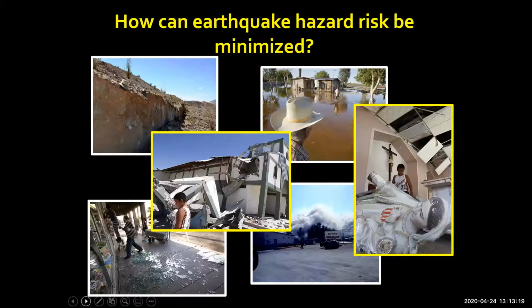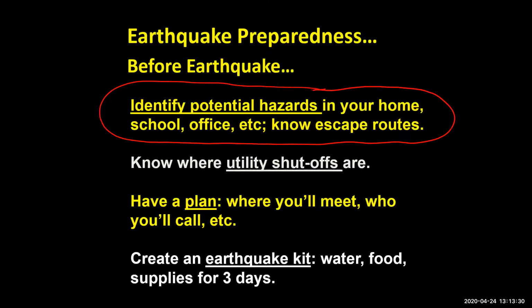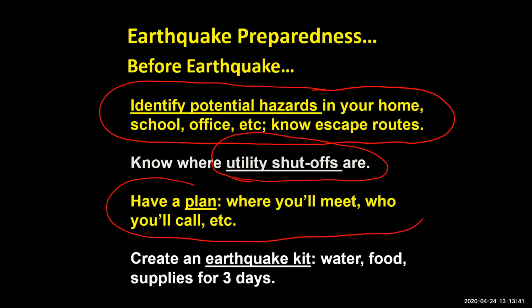How can earthquake damage be minimized? Well, by preparedness. To protect yourself, one of the most important things to do is just to know where all the potential hazards are in your home. Also, know how to shut off your utility valves, particularly your gas, and also have a plan. For example, my wife and I have agreed that if there's a big earthquake in San Diego, wherever we are at the moment that the earthquake strikes, we'll independently go back to our home and meet there. Even if we can't get into our home because it's been damaged, we'll meet outside.